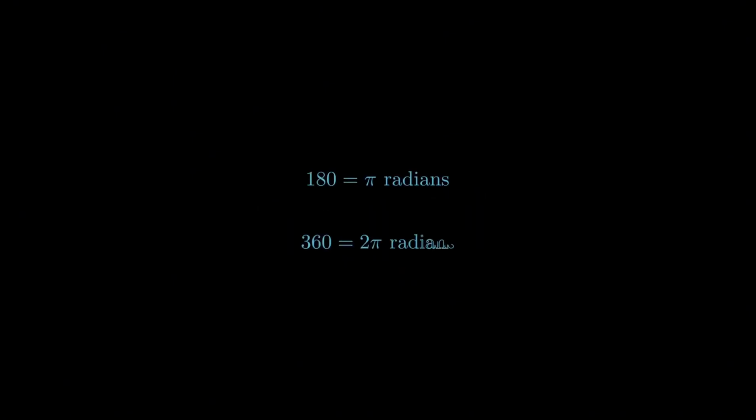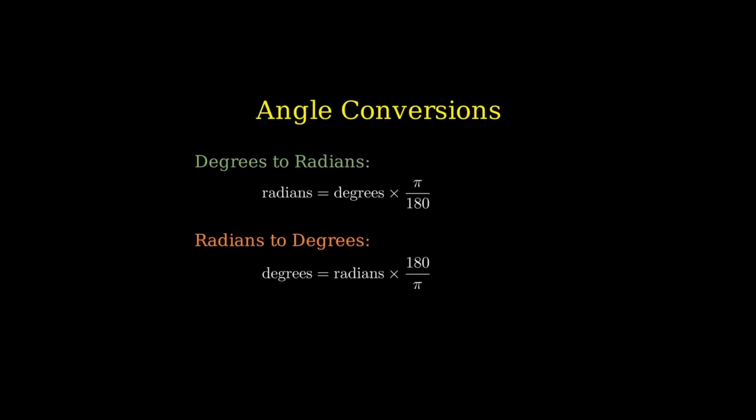From this relationship, we can also find the conversion between degrees and radians, which is 180 degrees equals pi radians, or 360 degrees equals 2 pi radians. So to convert degrees to radians, you multiply by pi divided by 180, and to convert radians to degrees, multiply by 180 divided by pi. Radians might look less familiar or less intuitive at first, but they are essential because they tie angle measurement directly to circular motion, arc length, and periodic functions, ideas that become very important later in trigonometry and calculus.